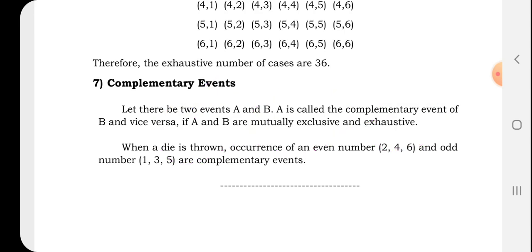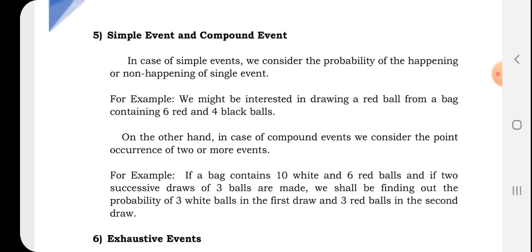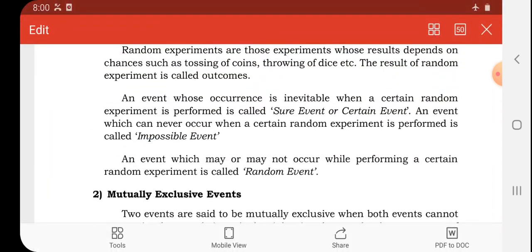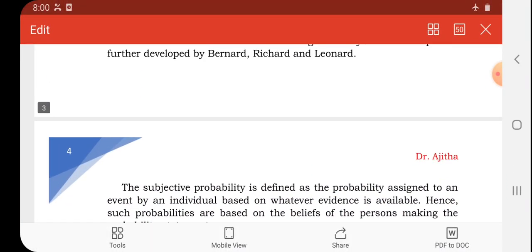For example, when a coin is tossed, head is the complement of tail, like even numbers 2, 4, 6 and odd numbers are also known as complementary events. So these are the different events which you should know before learning the chapter probability. Thank you.